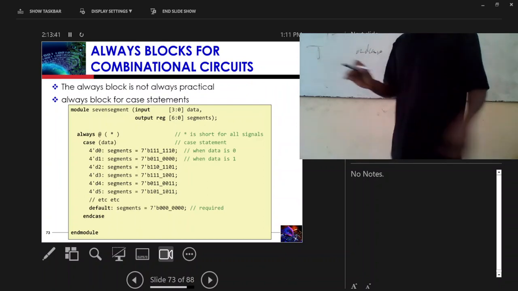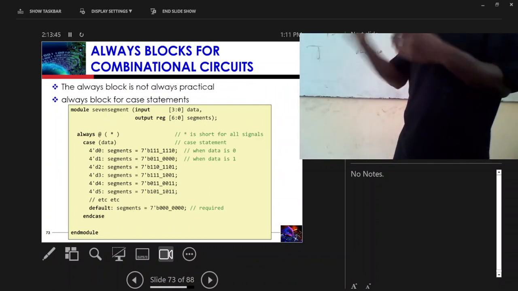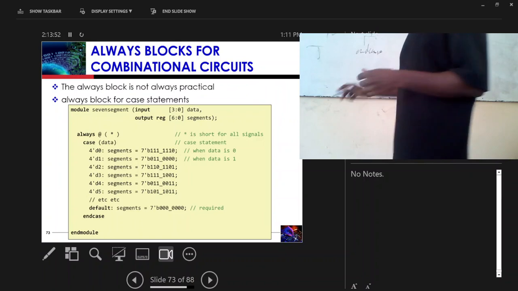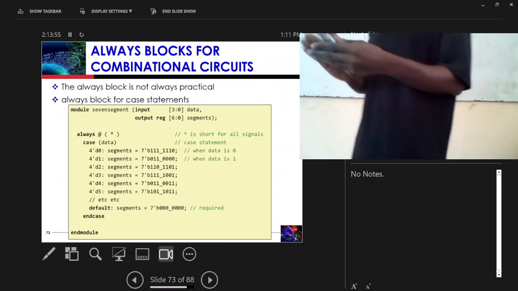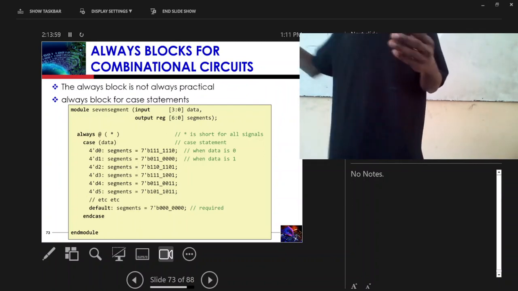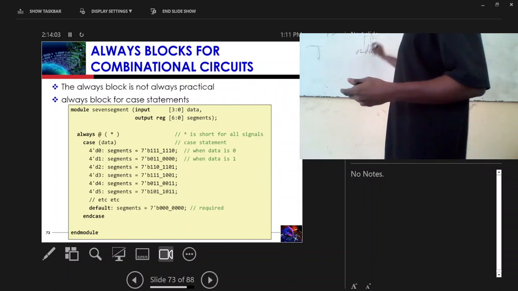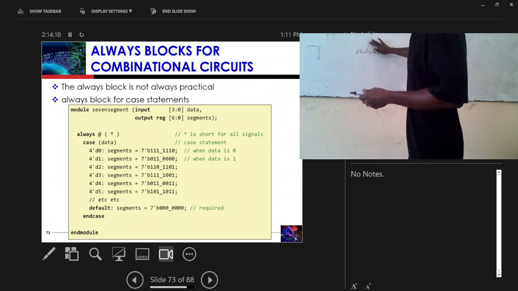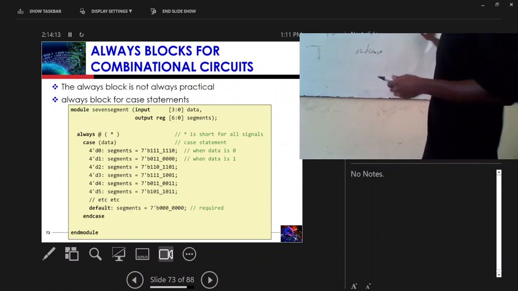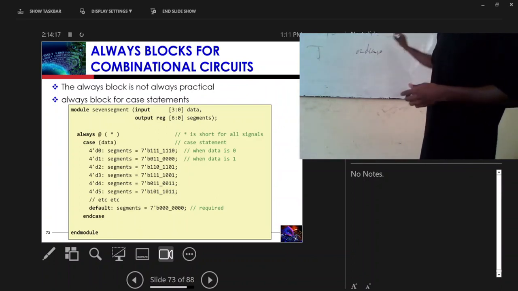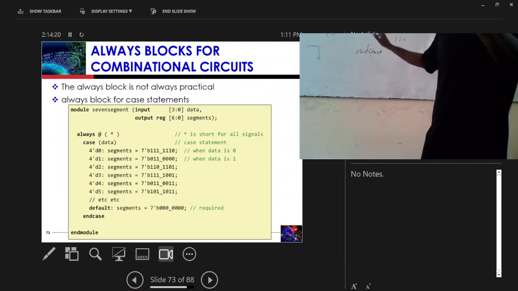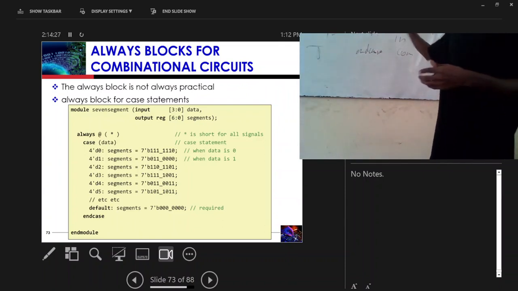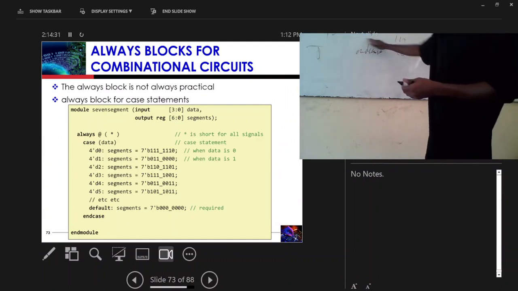Now here, because there are 15 of them, let's say I display from 0 up to 9, right? What happens to the rest, 10, 11, 12, 13, 14, 15? I can just assign them 0. Now, if I don't do that and I just design 0 to 9, it's an incomplete case statement, and then it will be a latch.